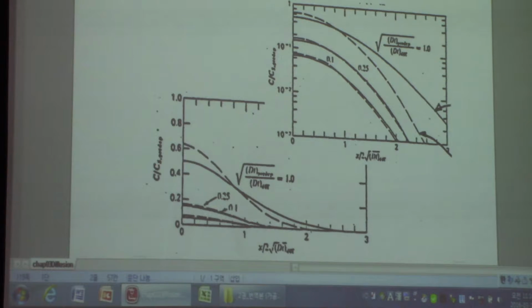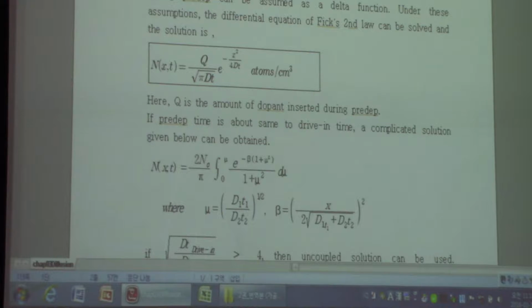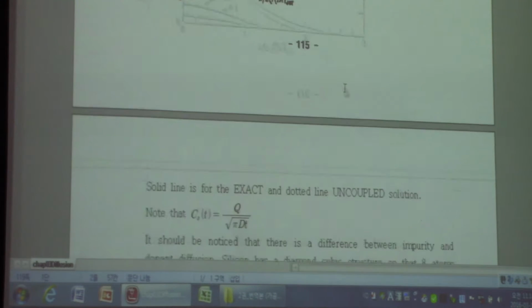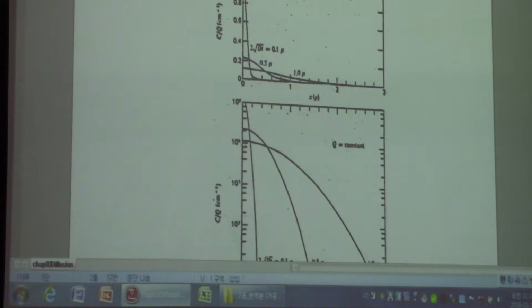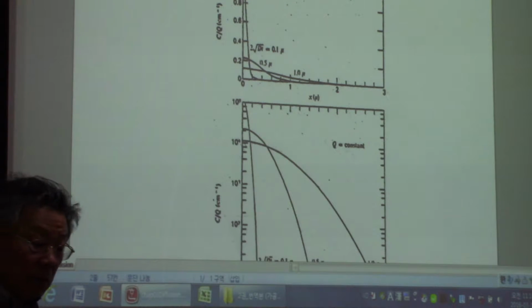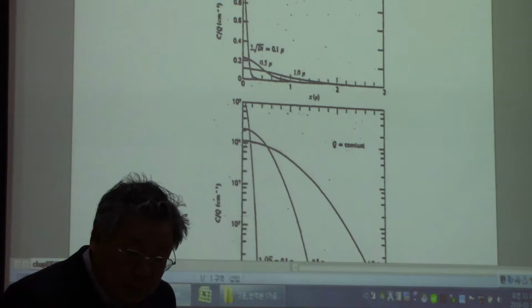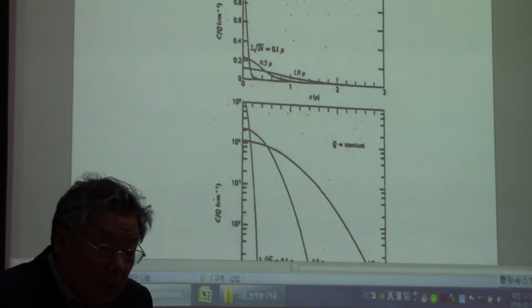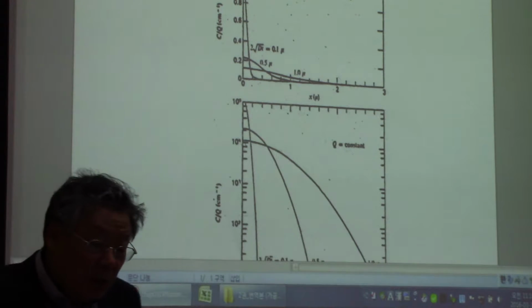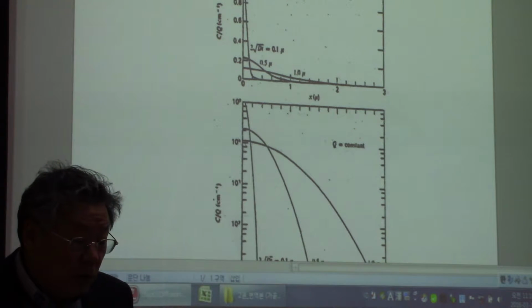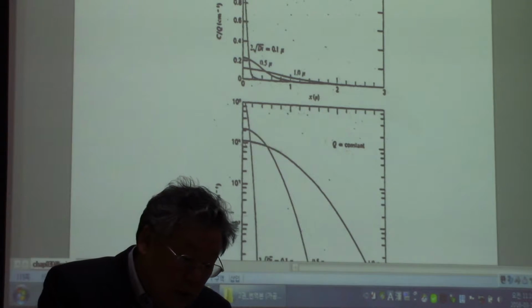But in most of the semiconductor processes in the industry, this criterion can be satisfied, so this simplified solution is good enough to be used. Okay? So it can be said that during predeposition, two things are important. One is the charge that is going to be loaded.